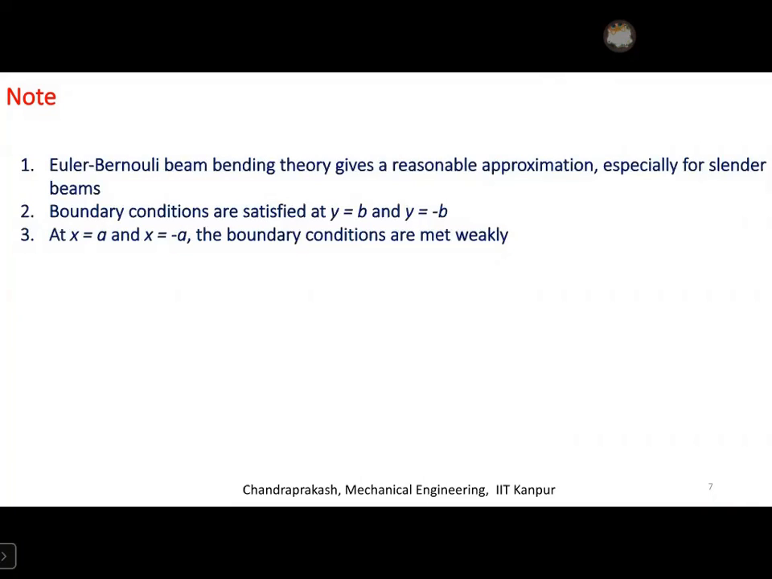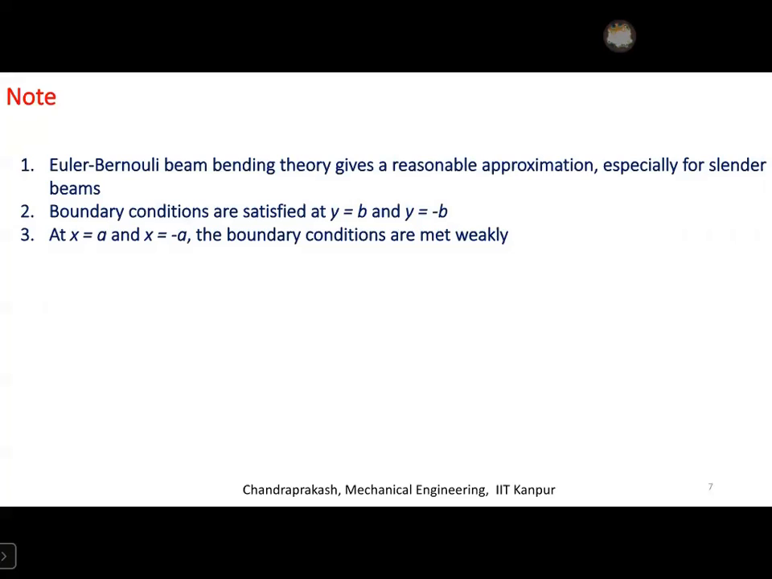The first point here is already discussed, that we are able to get more terms, although the original beam theory is reasonably good. Then the second point is that the boundary conditions on the top and bottom surfaces, which is y equals plus b and minus b, are identically satisfied for the solution which we have got. The solution which we have arrived at using the Airy stress function formulation is perfectly matching the boundary conditions. However, we have actually specified weak boundary conditions at x equals plus a and minus a.